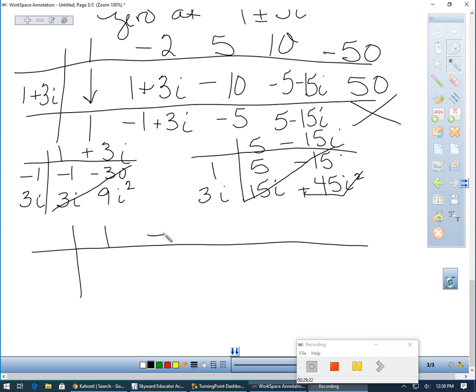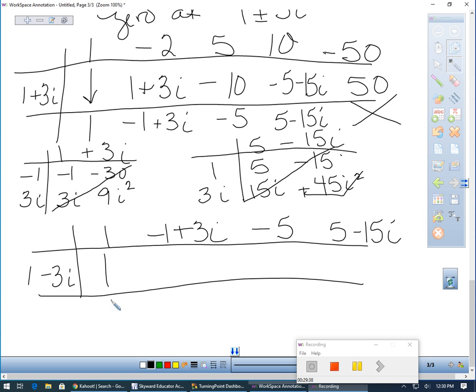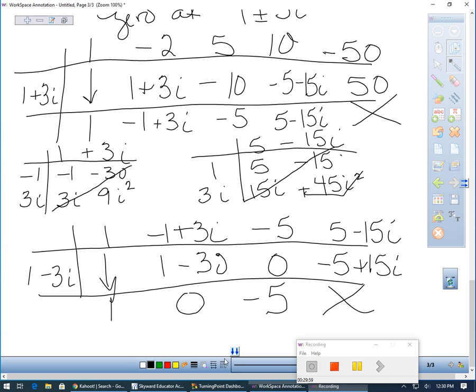All right. So now, again, I'm going to rewrite that so you have a clean slate down here. We have a 1. We have negative 1 plus 3i. We have negative 5 and 5 minus 15i. Out here, I'm going to have 1 minus 3i. Bring down our 1. 1 times 1 minus 3i is 1 minus 3i. Lo and behold, what happens? Cancels out, just like it did before, right? 0 times that is 0. Add them together, we get negative 5 plus 15i, and it cancels out.